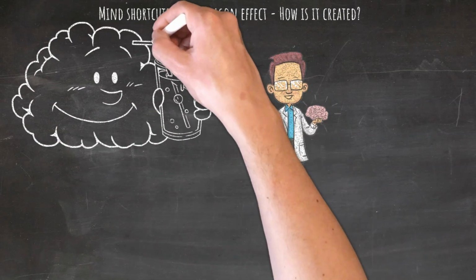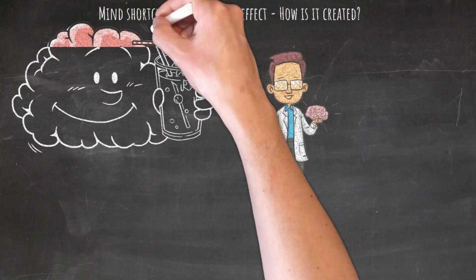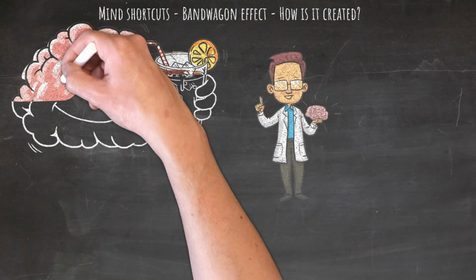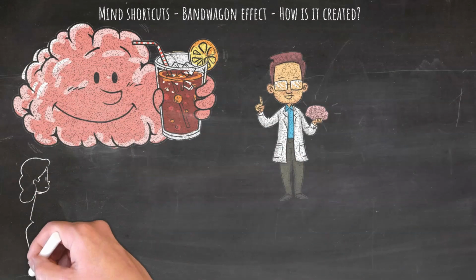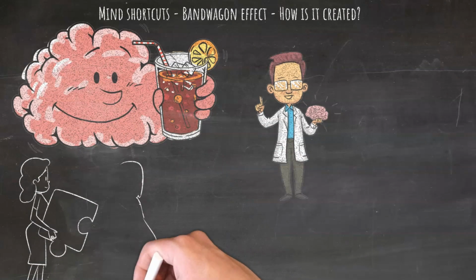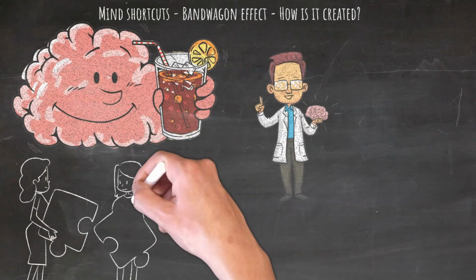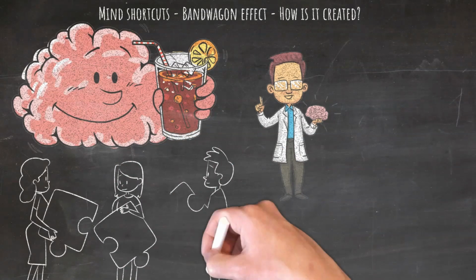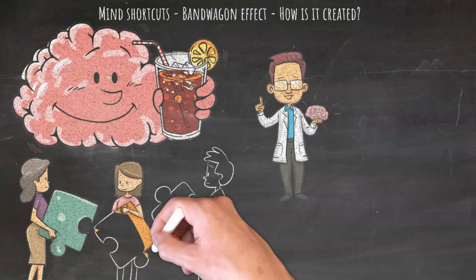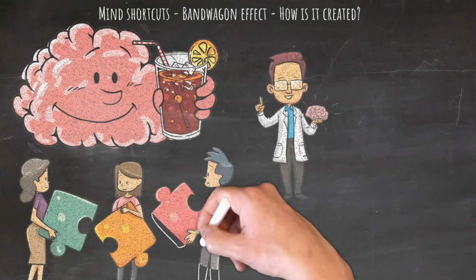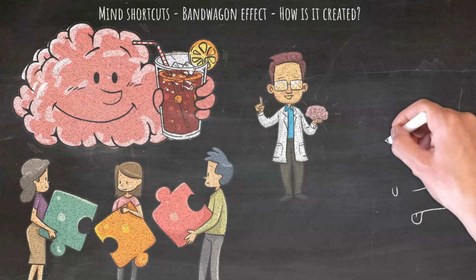The second factor is the fact that people do not want to be left alone and out of the group, because being excluded by the group used to mean death. By adopting the views and behaviors of the group, people blend in better with it and are less likely to be excluded from it.